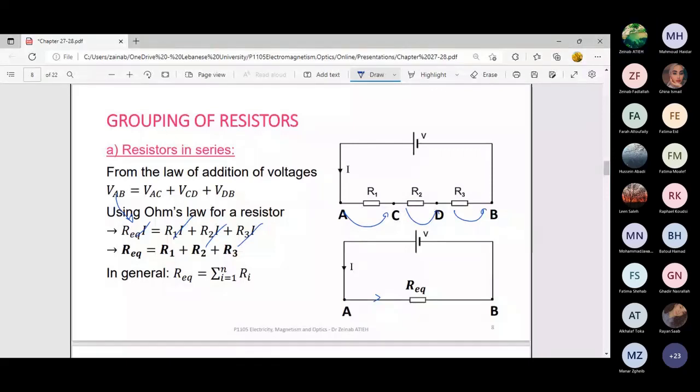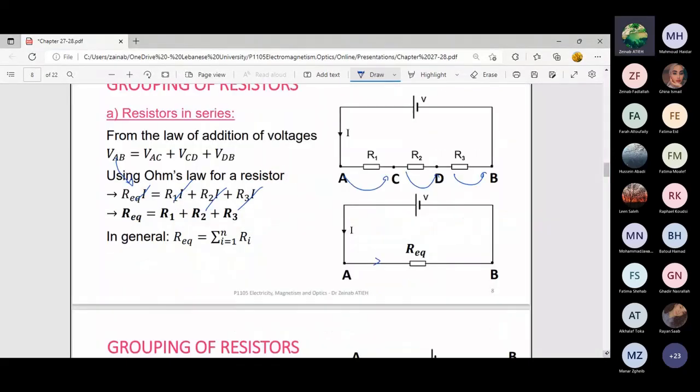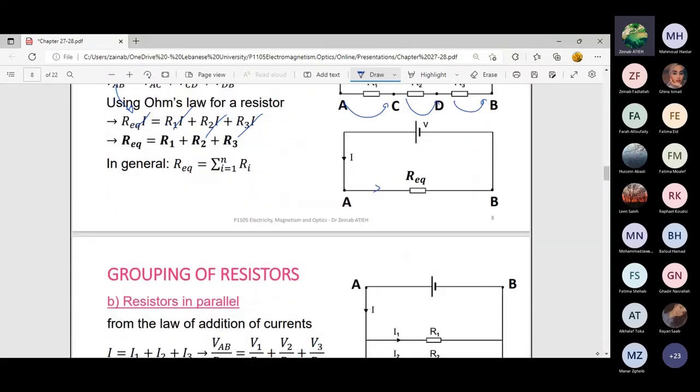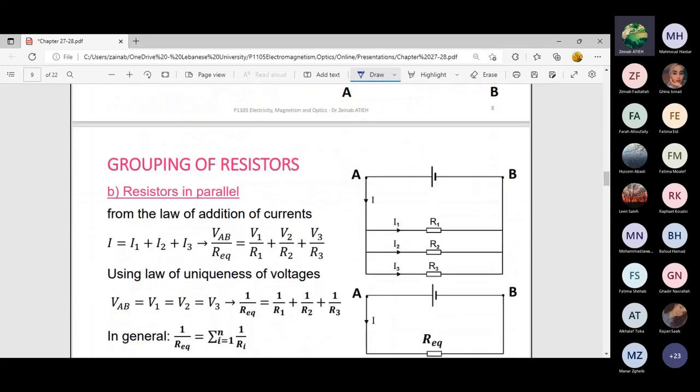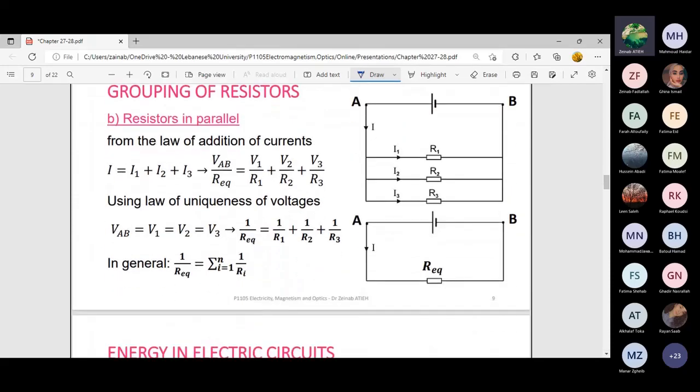So how do we make the equivalent? Same as the capacitor. How to remove the resistor, add the equivalent resistor, same as we have done for a capacitor, same way. But the formula of the equivalent here is different.